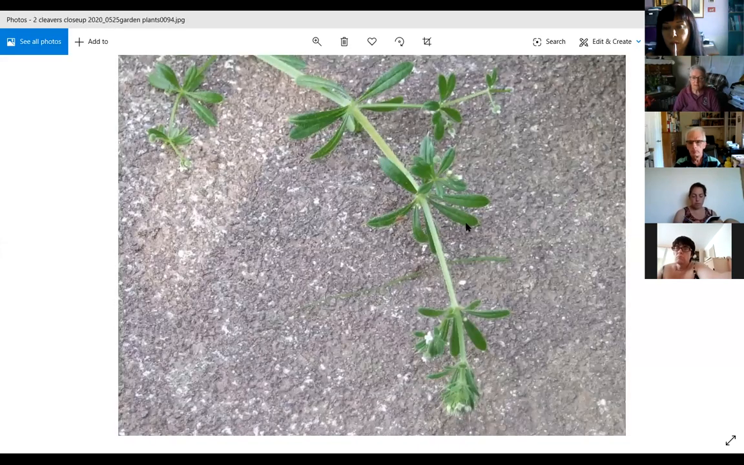Now, this is a plant I'm very sure you all know because you'll all have stuck it on somebody at some point or had somebody stick it on you. Sticky weed, usually called around here. I grew up in Oxfordshire calling it goosegrass. The books call it cleavers.